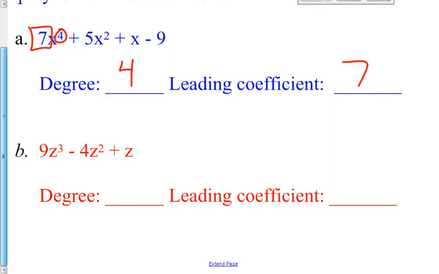Letter B, 9z cubed minus 4z squared plus z. Even though our variable isn't x, this is still a polynomial function because it still only has one variable, that variable in this case being z. Our degree is our highest exponent. That is the number 3. The leading coefficient is the number in front of it. That number is 9.